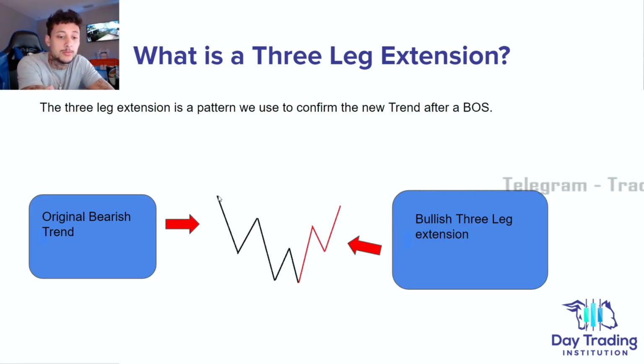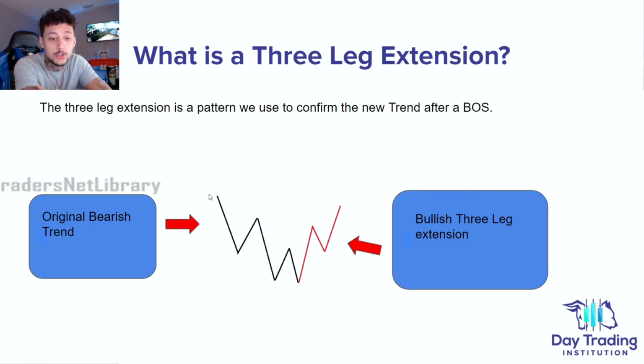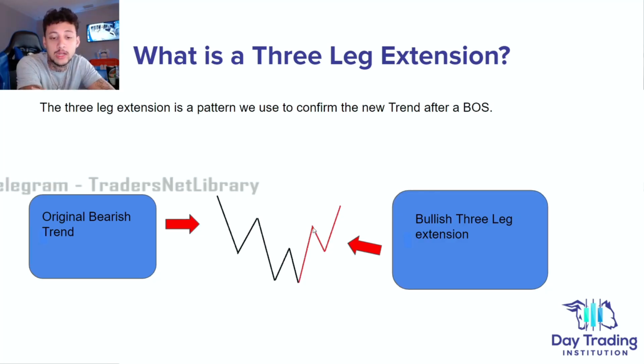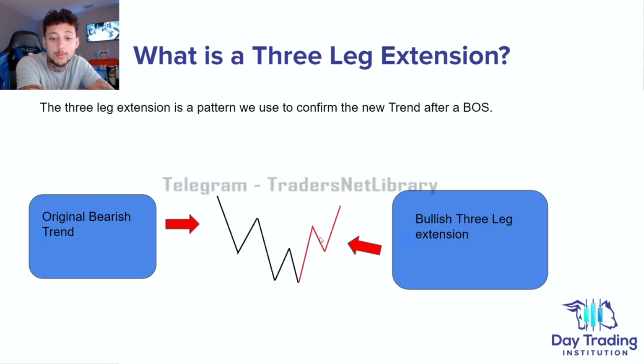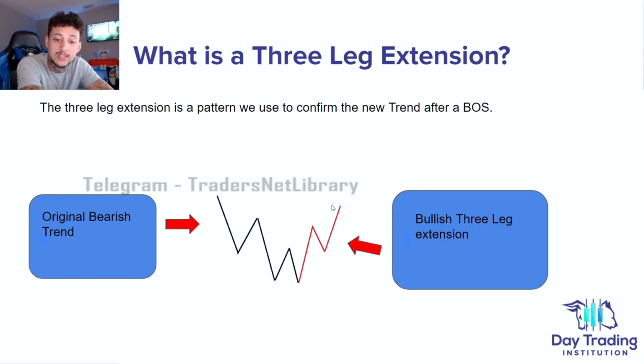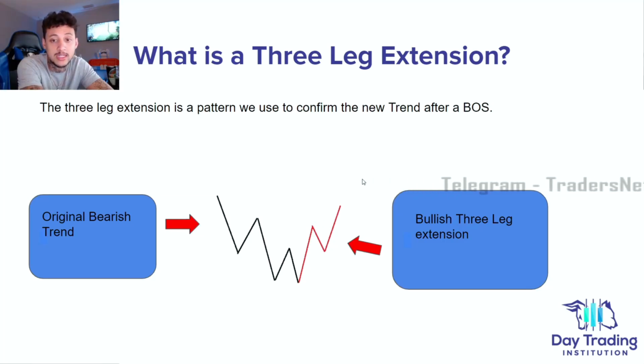Now, in black is going to be the original bearish trend. Notice how price made a lower low, lower high, lower low, lower high, lower low, and then price made a higher high. That is the first leg in our three-leg extension. This first red line is the first leg. The pullback where price made this higher low is going to be the second leg. And then the extension to the upside where price made a higher high is going to be the third leg of our three-leg extension. So this pattern right here is our three-leg extension, and that is going to be a break of structure to the upside.